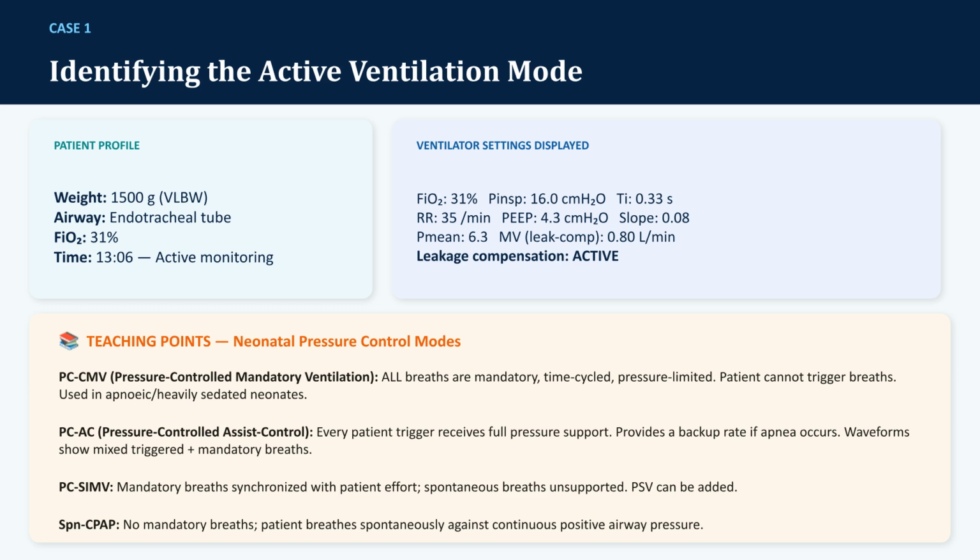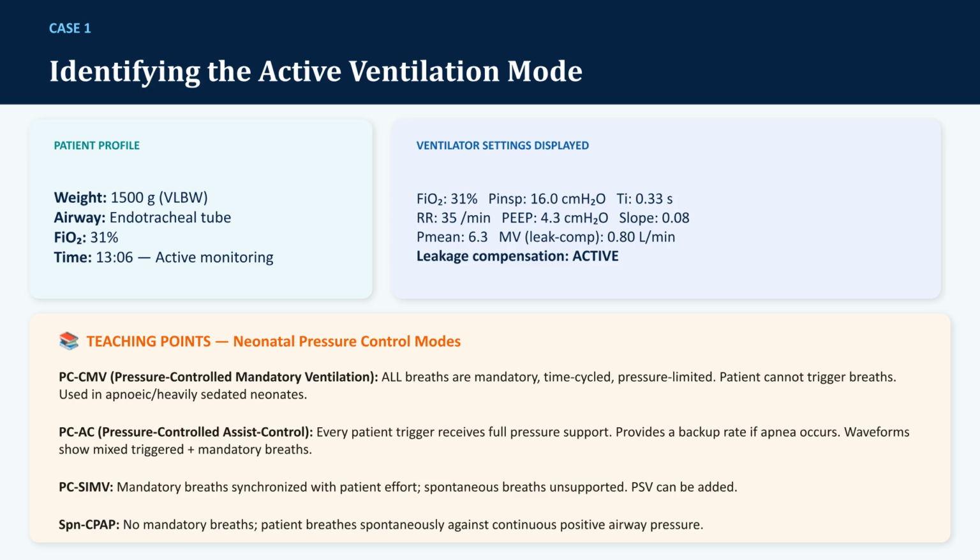Case 1 focuses on identifying the active ventilation mode. Here is the patient profile and the ventilator settings displayed. Note the teaching points for neonatal pressure control modes. CMV, pressure-controlled mandatory ventilation. All breaths are mandatory, time-cycled, pressure-limited. Patient cannot trigger breaths. Used in apneic, heavily sedated neonates.